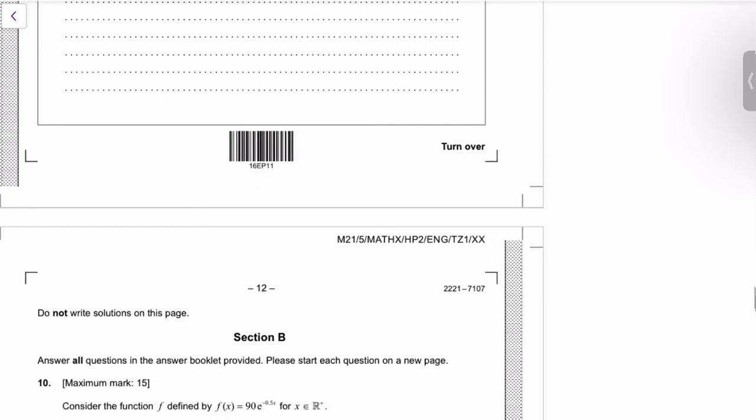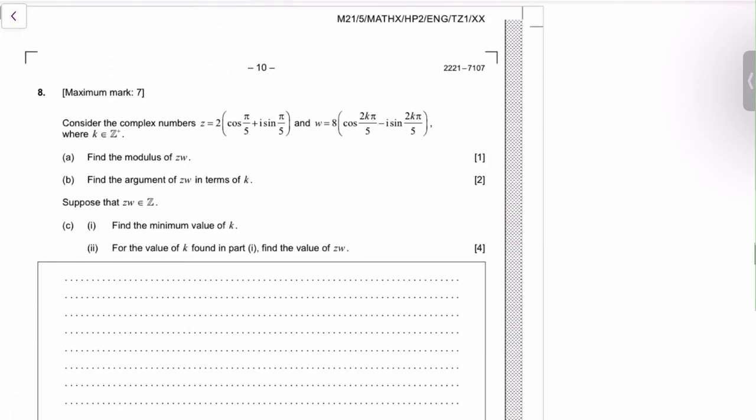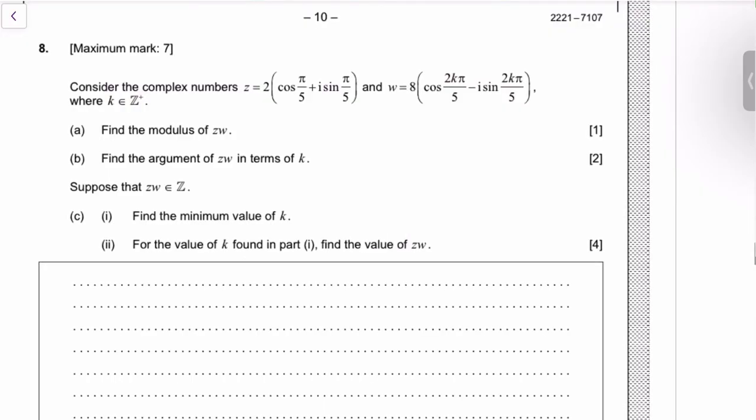I believe this would be the last question of section A. Oh, there's actually two more. Okay, quite long. Question 8.